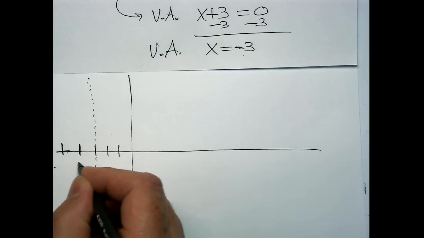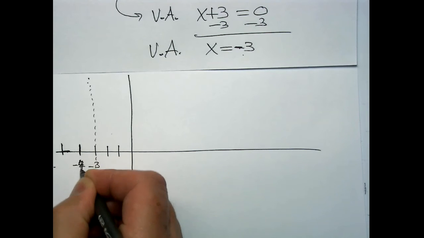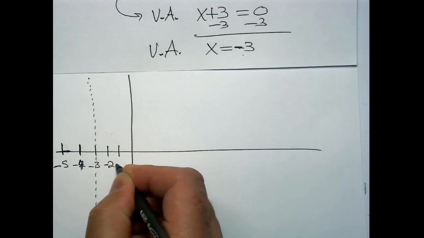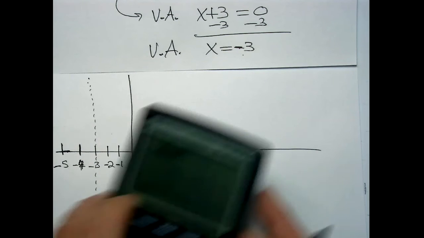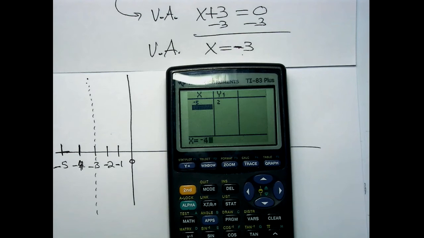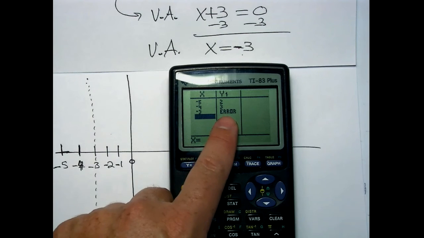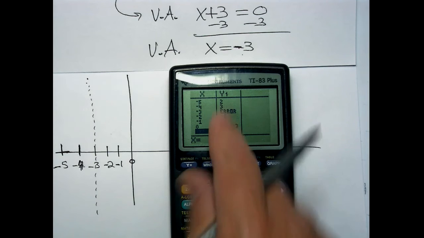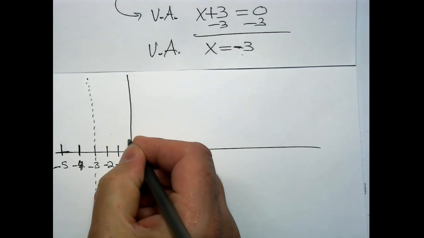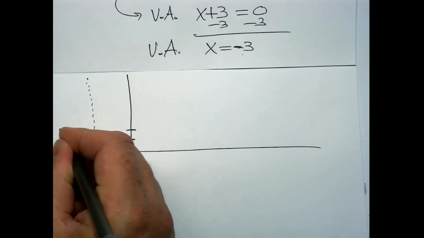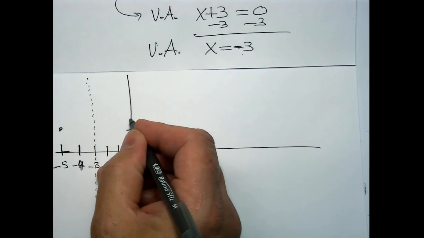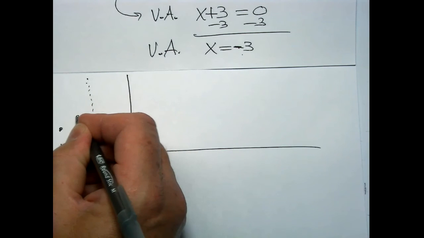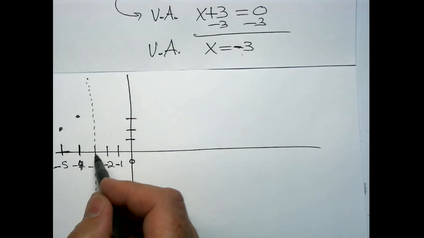So let's go to -3, -4, -5, -2, and -1, and 0. So why don't we get some y values on our graph here? -5, -4, -3, oh, error, we expected that, -2, -1, and 0. So I've got some good y values there to plot. So let's take a look here. At -5, I should be at y value 2. Plot that. At -4, I'm at y value 3. Let's plot that. Error here for -3, division by 0.